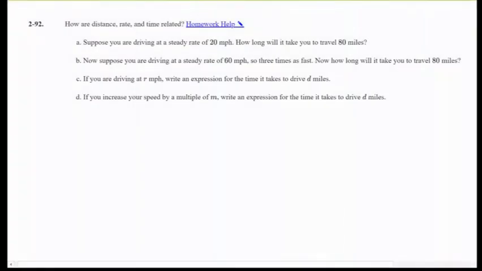Here we're asked to see how distance, rate, and time are related. So to start, it gives us some actual numbers. If you're driving at a steady rate of 20 miles per hour, how long will it take you to travel 80 miles?